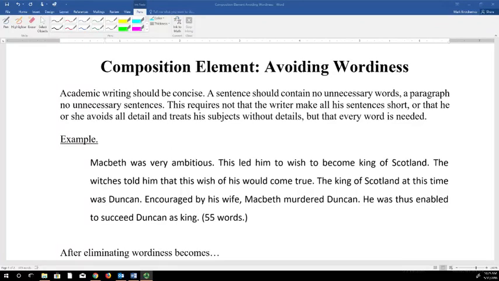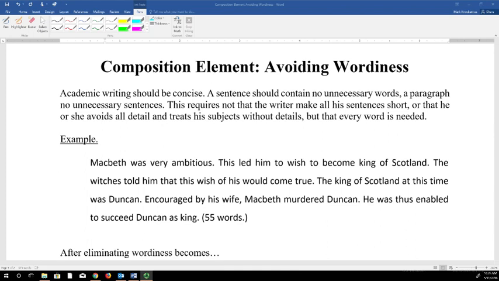Welcome back, everybody. Let's take a look at a new composition element, which is avoiding wordiness. When you write in college as well as in your career, it should be concise. What concise refers to is not only brief, but targeted and really tight writing. You don't want to have your sentences fluffed out and filled with unnecessary words. Likewise, a paragraph shouldn't have unnecessary sentences.